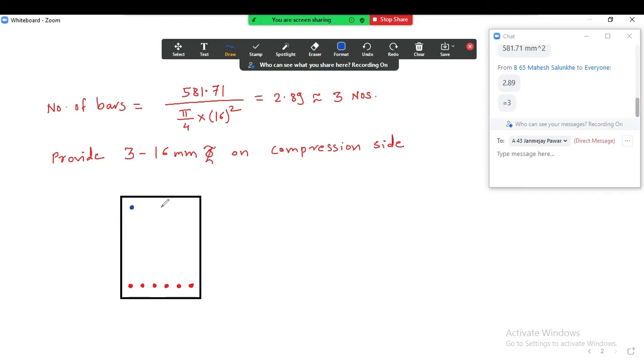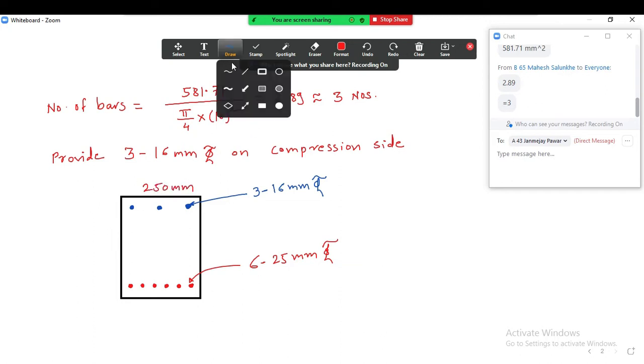So 1, 2 and 3. Okay, so if you name these bars, then these are the 3 bars of 16 mm diameter. Then these bars are 6 bars of 25 mm diameter. Then this total distance is 250 mm.